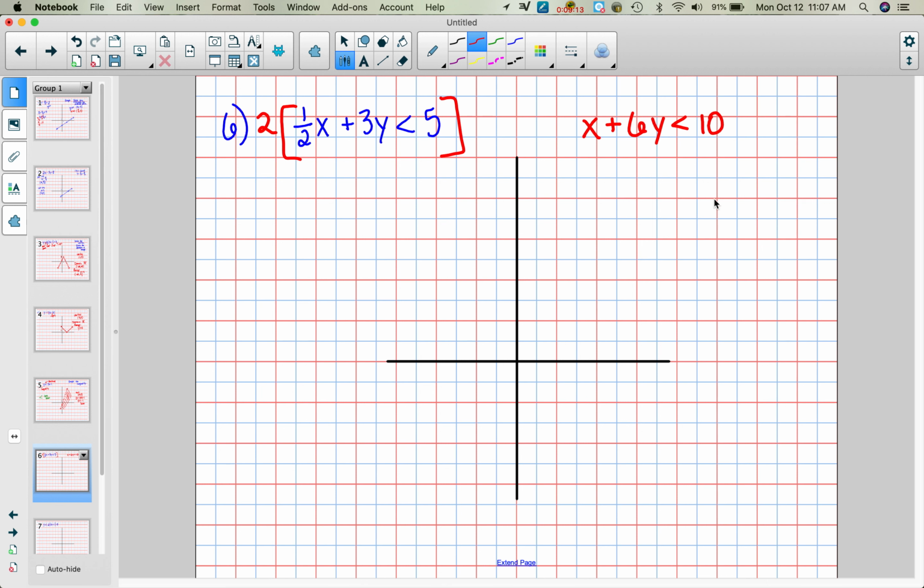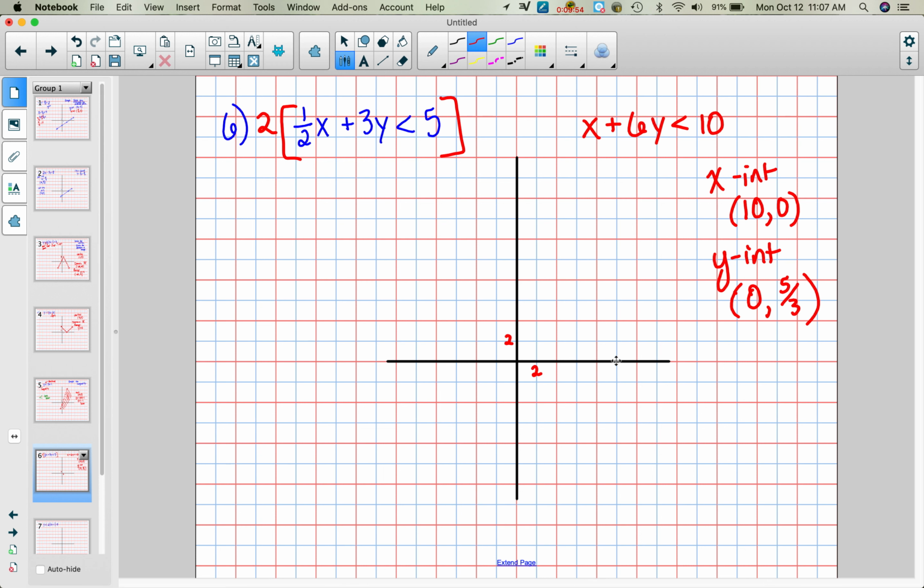This is going to give me the same x and y intercepts, except I don't have to deal with the fractions, even though I guess I do have a fraction over here. But anyway, my x-intercept, if I let y equal 0, I get x equals 10. So that's the point (10, 0). My y-intercept, if I let x equal 0, I get y is 10 over 6, which is 5/3. So (0, 5/3).